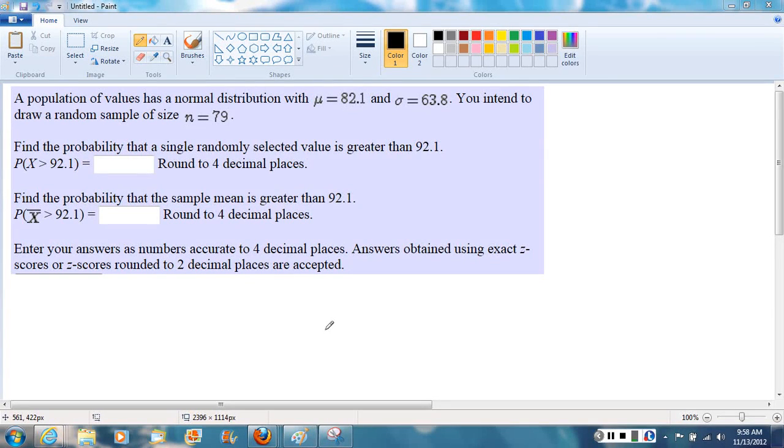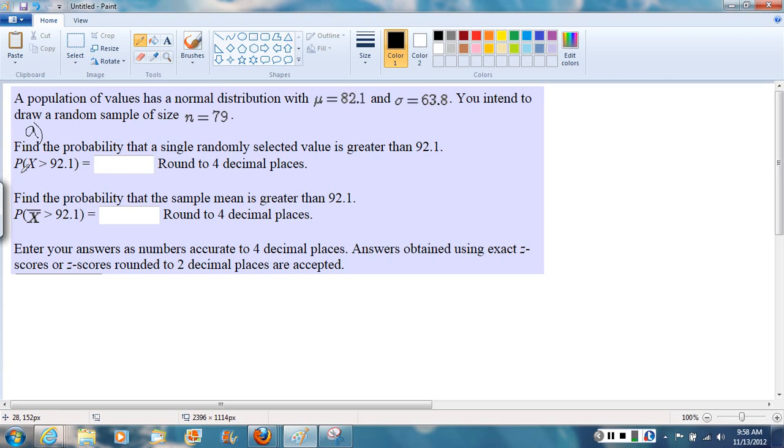Welcome to the video. The problem we're looking at here has two parts, so let's go through them one by one. So here's part A, let's say. Get the pen ready. Here's part A. Find the probability that a single randomly selected value is greater than 92.1.